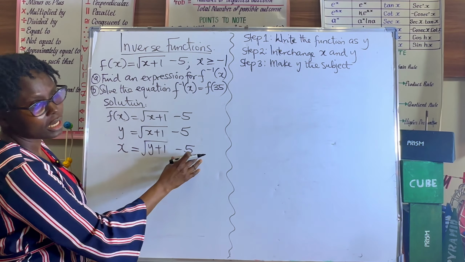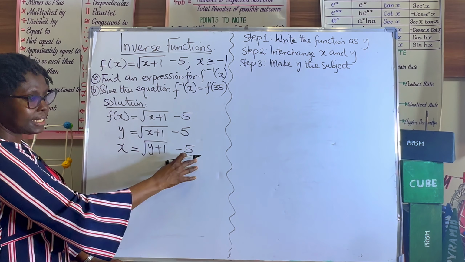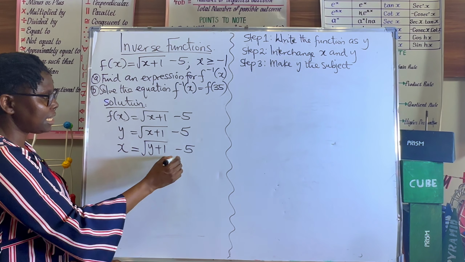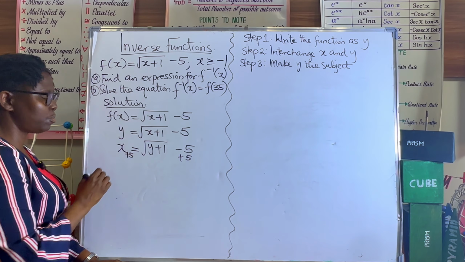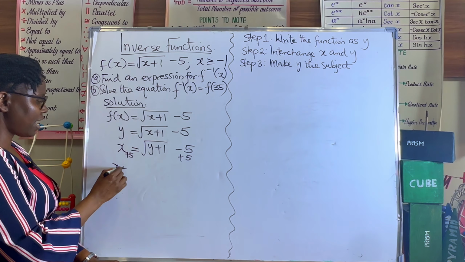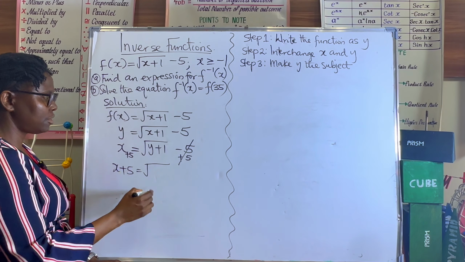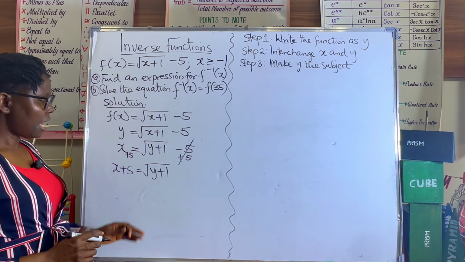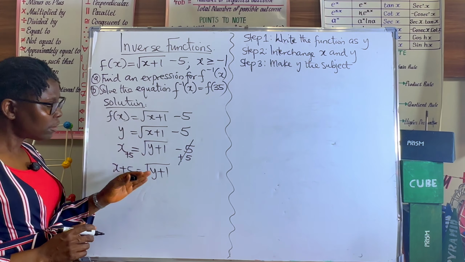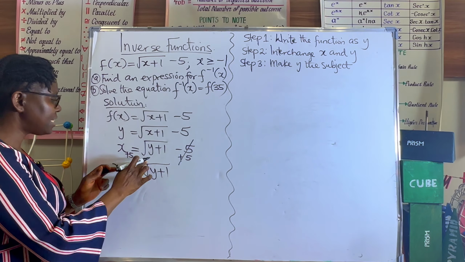So we'll start with the constant that is attached to the right hand side. What do I do to eliminate that? I will add 5 to both sides. So on this side I have x plus 5, and then -5 plus 5 is 0. I'll have the square root of y plus 1. Still, I have the square root of y plus 1 on the right hand side.